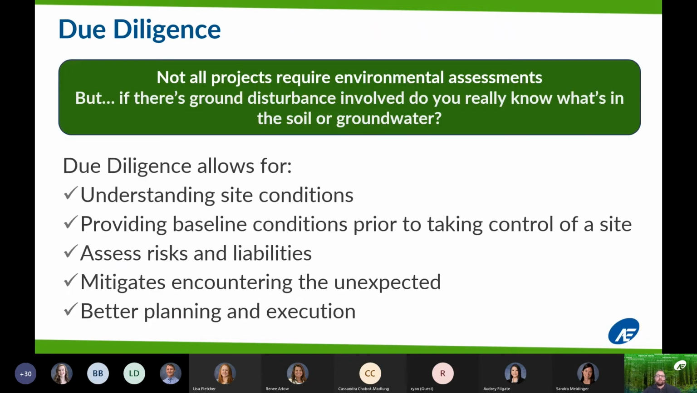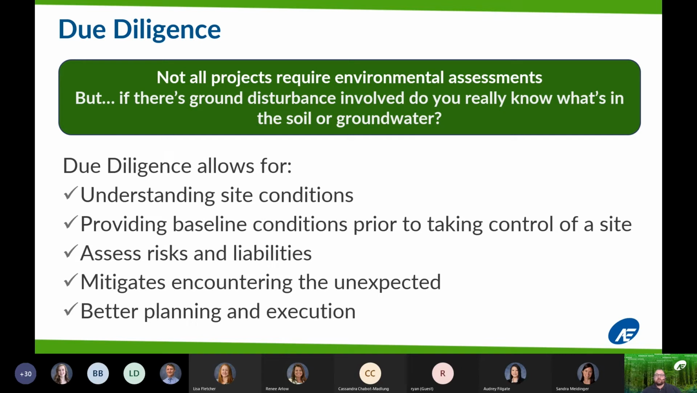So in many cases, an environmental site assessment is required by banks for property transactions or government regulators, depending on the project type and where it's being developed. But not all projects require those ESAs. However, if the ESAs are not conducted beforehand, there may be problems later on, such as project delays and extra costs, if that contamination is found during construction.